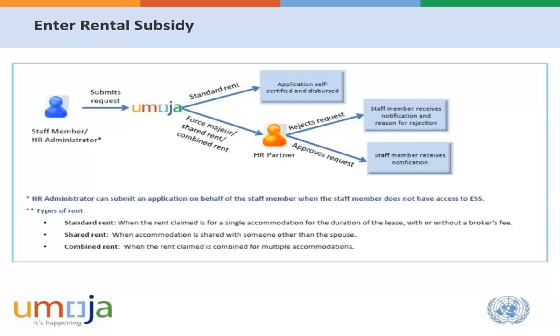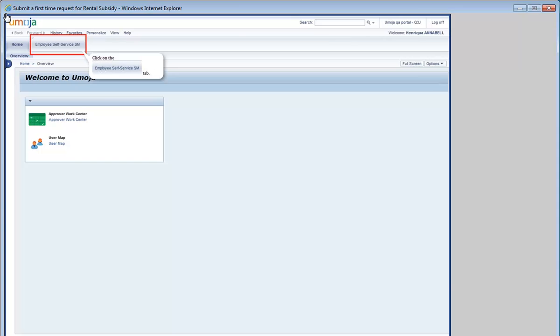In this video, a professional-level staff member submits for the first time an application for rental subsidy. They pay a broker's fee, and the rent does not include the cost of electricity. To begin, click on the Employee Self-Service tab.